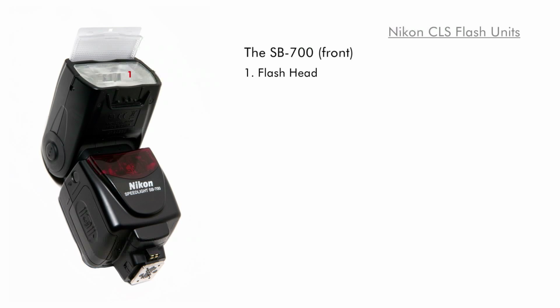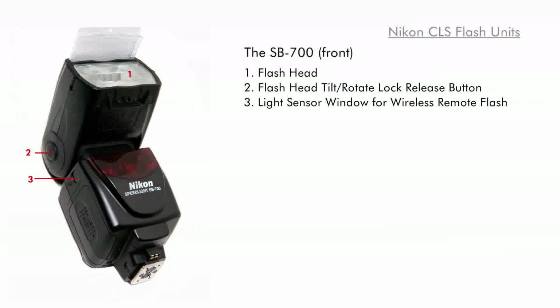Pressing this button lets you tilt the flash head down to a -7 degree angle, or up to 90 degrees, with click stops at -7, 0, 45, 60, 75, and 90 degrees. You can also rotate the head horizontally 180 degrees to the left and right. This is a sensor that receives signals from the master when the SB700 is working as a remote. The SB700 holds 4 AA batteries.